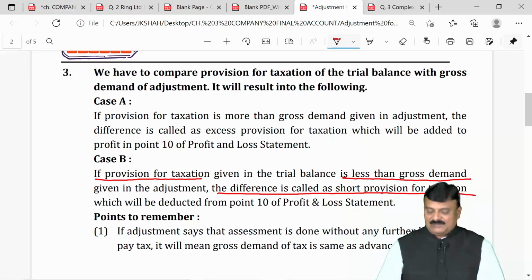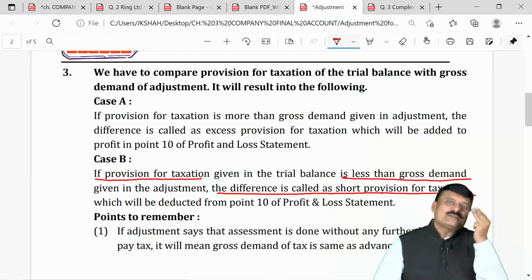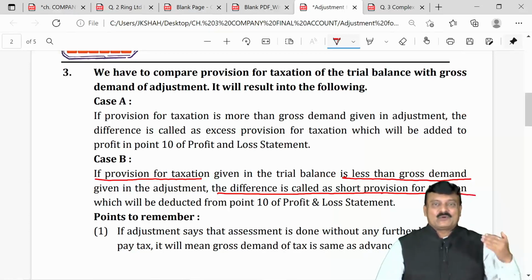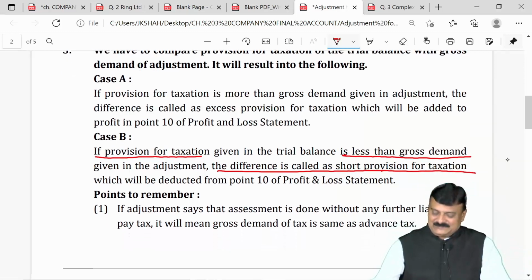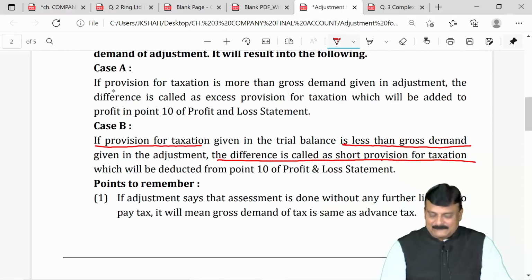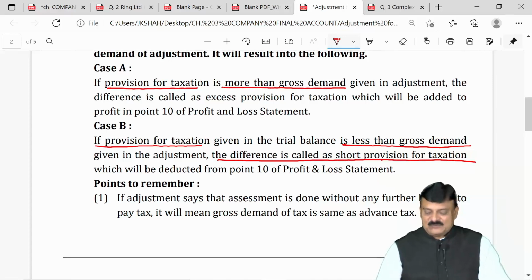which is deducted from point number 10 of P&L statement. You know it very well. P&L statement point number 10 is current tax. Its heading is tax expense. A is current tax, provision for taxation. B is deferred tax and C is excess provision or short provision. If your provision is in excess, the tax expense will come down. It's a kind of a gain for us, savings for us. Next, if provision for taxation is more than gross demand, right? Both cases are available to you, short provision and excess provision.